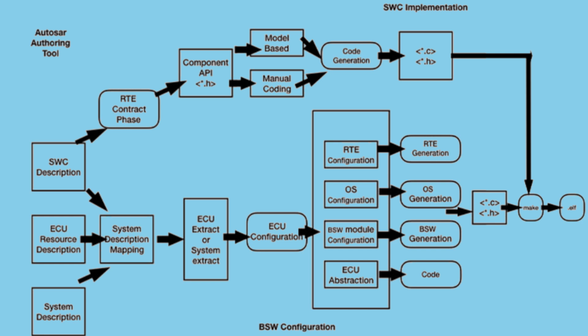Then the developer can implement the software component. There are two possibilities here: either model-based development using tools like MATLAB Simulink or manual coding in C. After implementation, we obtain C and header files representing the software component.